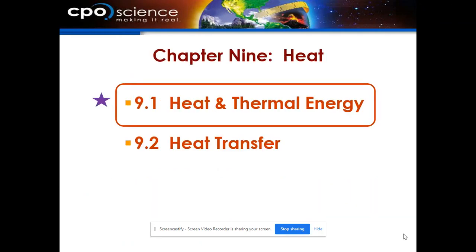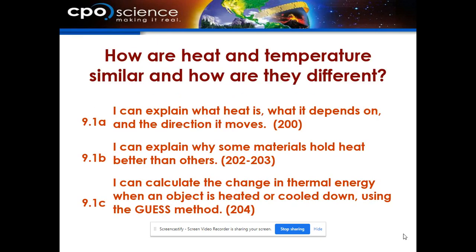Hi guys. So talking about 9.1 now, heat and thermal energy. Looking at it now, heat is a little bit different than temperature, and that's what we need to keep in mind here. That's what this focuses on. So how are heat and temperature similar, and how are they different?